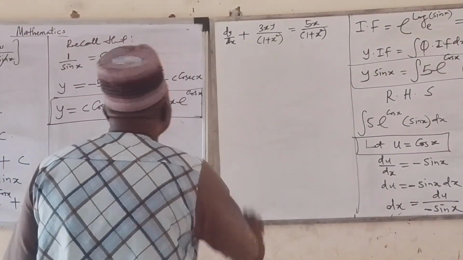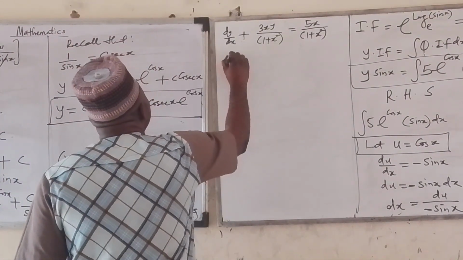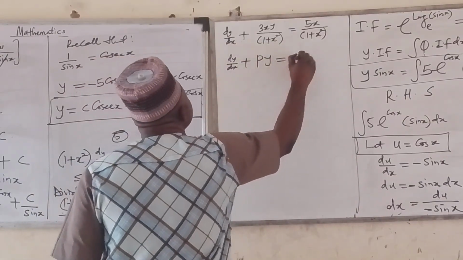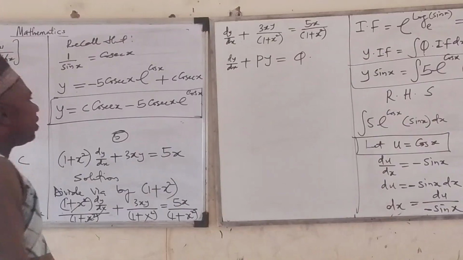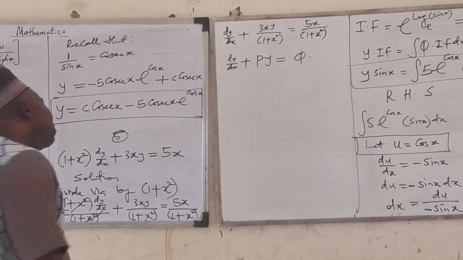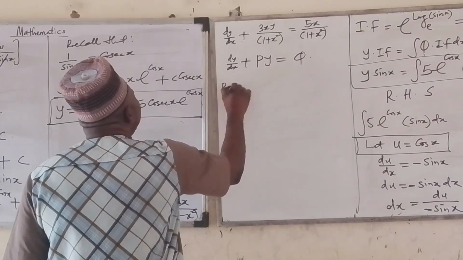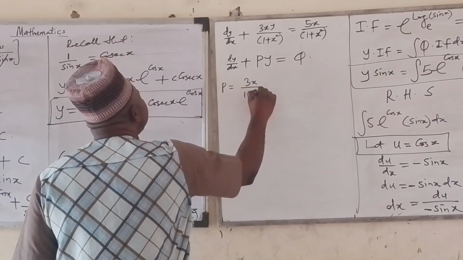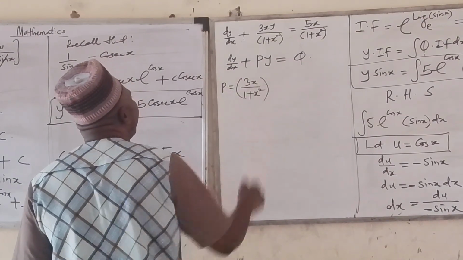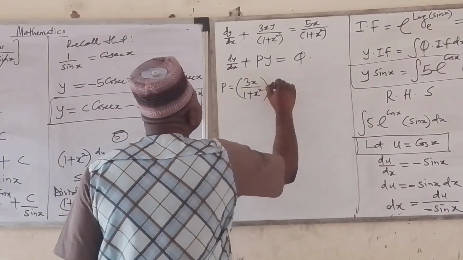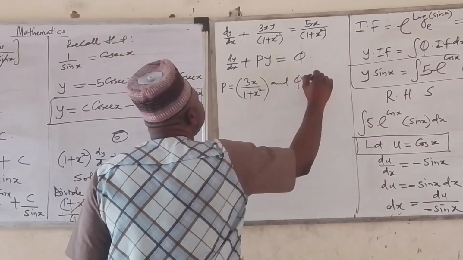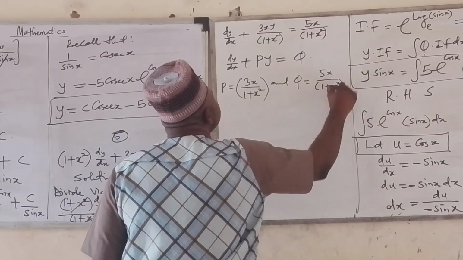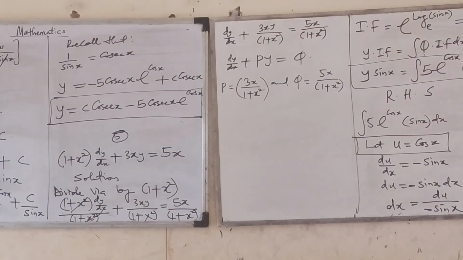Now, in this case, let's compare with dy all over dx plus py is equal to q. The p there will be equal to 3x all over 1 plus x squared, and the value of q is 5x all over 1 plus x squared. Yes, we have seen p and q.